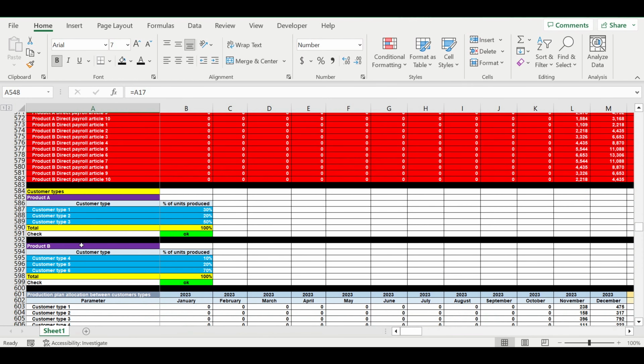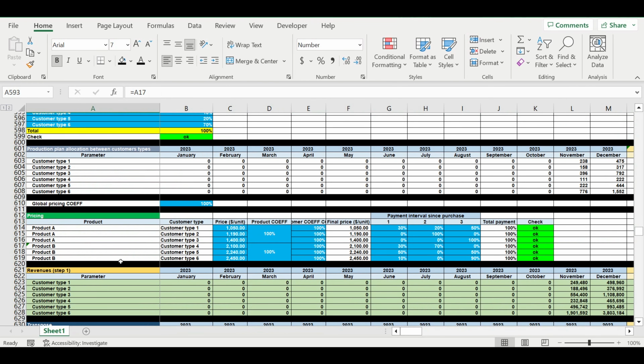Then we started moving to the revenues. We assumed that we have 3 types of customers for each product. Each of those types of customers may have different pricing, so we sell to them at different prices, and they pay us with different payment algorithms, so we can play with all this.